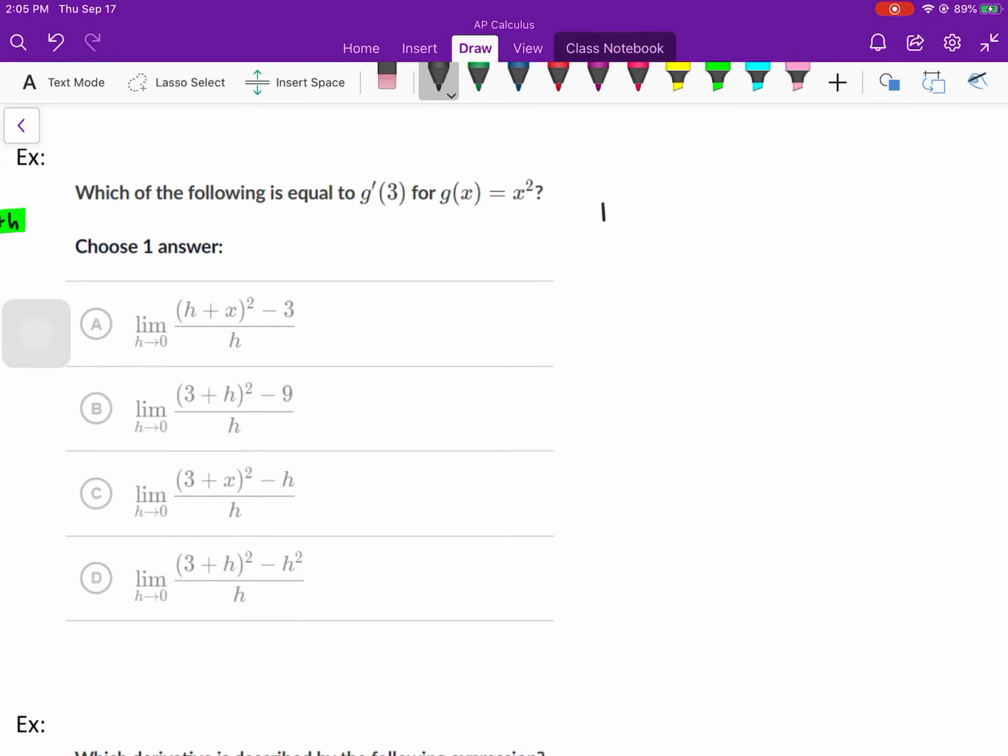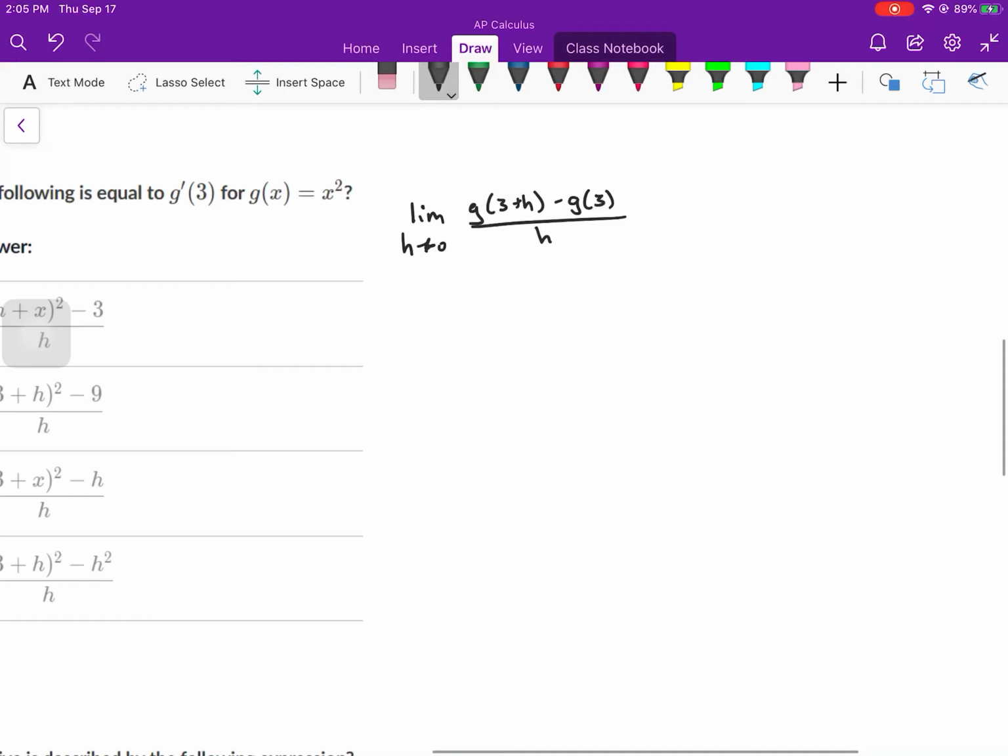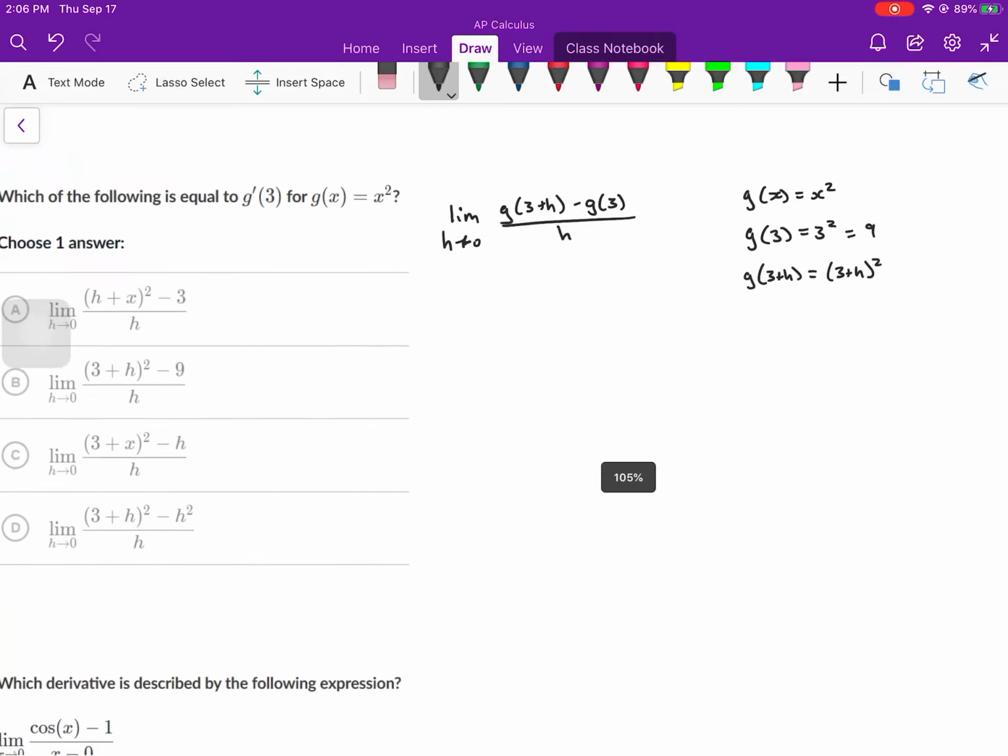All right, let's look at another one. So once again, limit as h goes to 0. It's got to be the longest lesson of the year, but an important one. And it's going to be g of 3 plus h minus g of 3 over h. So if g of x is x squared, then g of 3 is 3 squared, which we know is 9. And g of 3 plus h is 3 plus h squared. We'll just leave it like that. I mean, we could FOIL it out if we needed to.